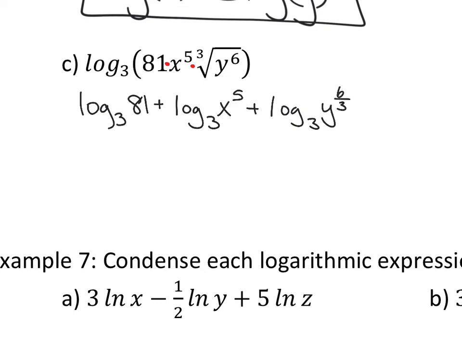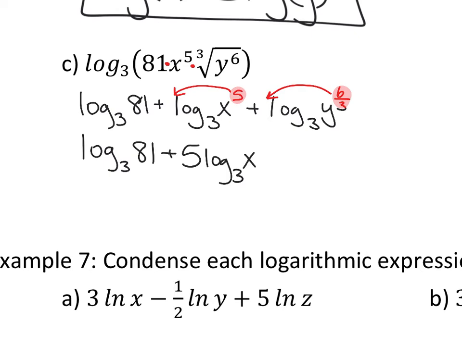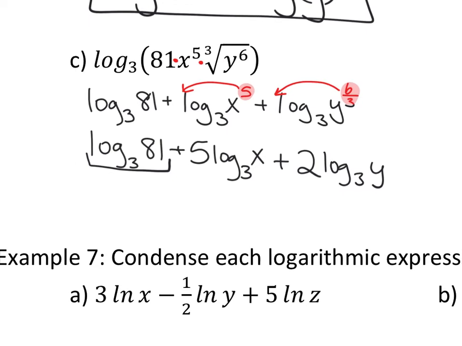Okay, if I keep going on this one, here's what I would notice. I would notice I have these exponents that I can bring forward. I also notice that 6/3, that's 2. So I can write this as log base 3 of 81 plus 5 log base 3 of x, plus 2 log base 3 of y. But I will tell you, if you were to stop here, it is not as expanded and simplified as possible. Did anyone notice that there is only numbers here? Log base 3 of 81 is all numbers.